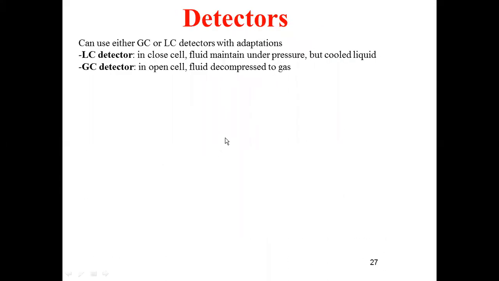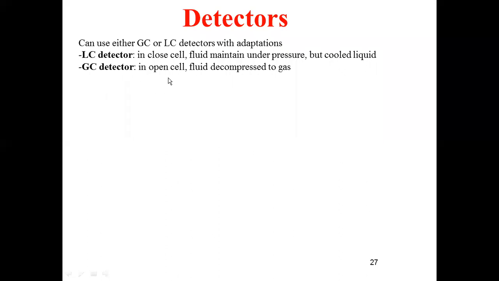Then let us move on to the detector. What are the detectors we will use in supercritical fluid chromatography? Liquid chromatographic detectors are also employed in supercritical fluid chromatographic separation. Not only LC detectors but also GC detectors can be used. But you must be very careful. A closed cell must be used with all those LC detectors, because the solutes must reach the detector in the presence of a supercritical fluid. So the fluid must be maintained under pressure, but it must be cooled to the liquid. It must be cooled to the liquid. Therefore, the closed cell must be used.